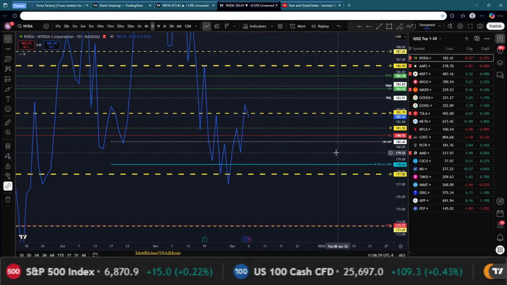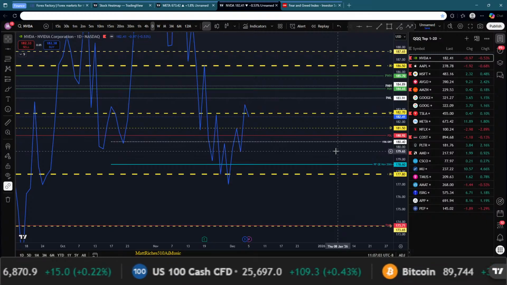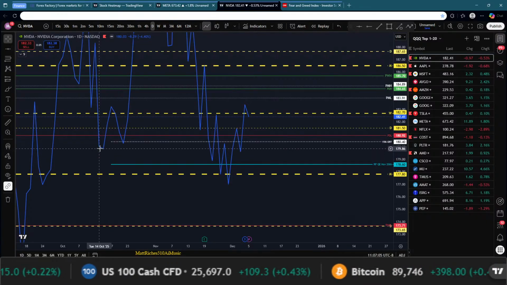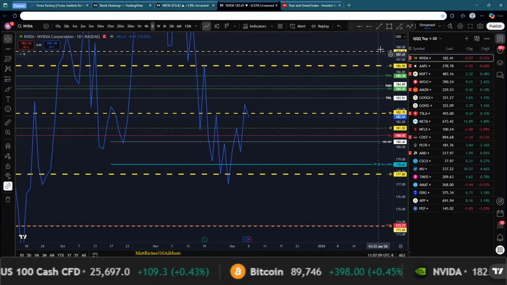And then price also had a big reaction right here. And if you look over here, it's basically in the same zone. So I could put a line right here as well.